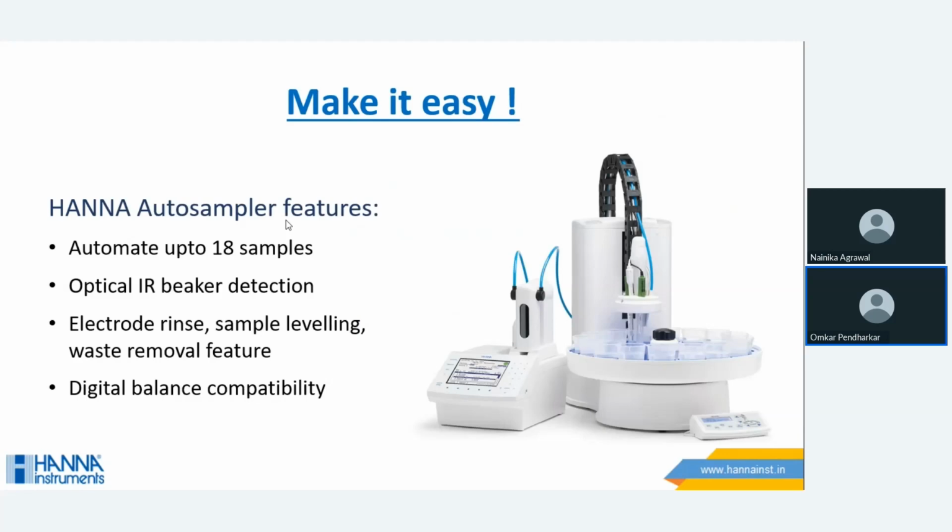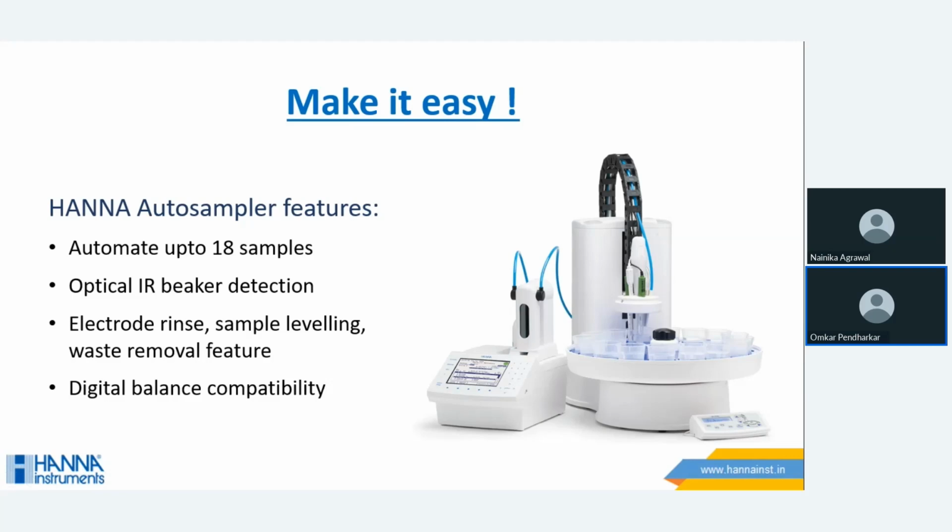So we have seen we can use the Hanna Titrator systems and the electrodes for the determination of hardness as well as the alkalinity. The methods are already created with reference to the standard references for the water and wastewater quality analysis. So along with the titrator, we can make this complete analysis easy and automated by using the auto sampler. So the titrator has the facility to attach the auto sampler for the automated titration.